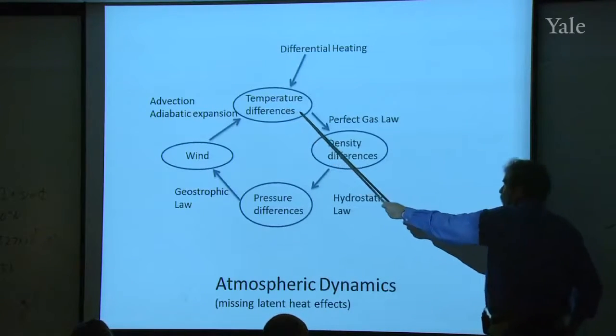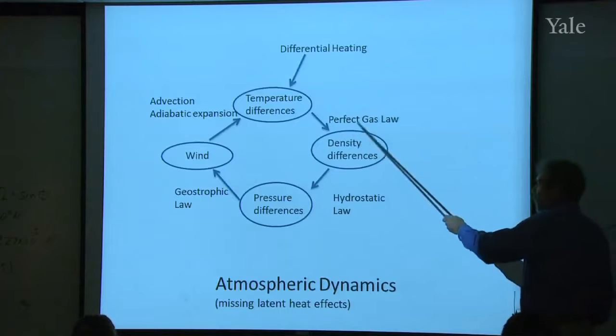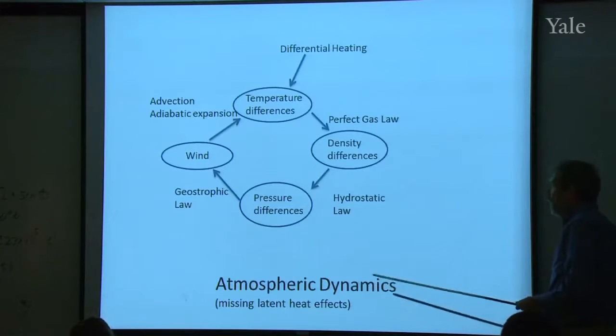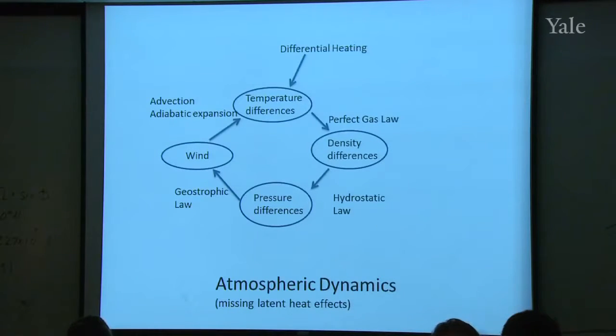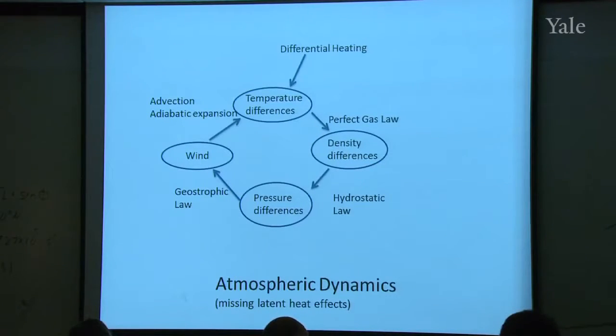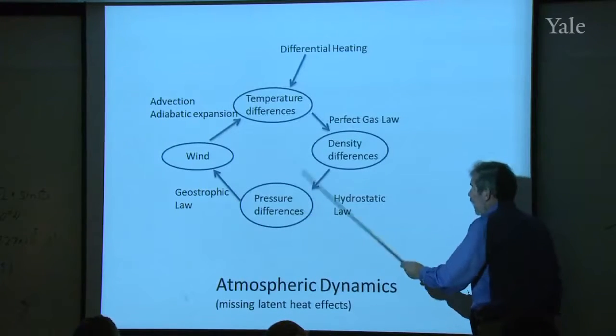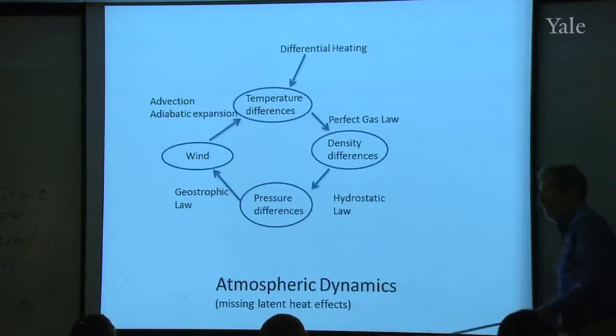Now, the temperature differences generally cause density differences. We can understand that partially through the perfect gas law. Although remember, there are 3 variables in the perfect gas law, not just 2. But generally, temperature differences give rise to density differences, as we have argued before in this course. Density differences give rise to pressure differences, not so much through the perfect gas law, but through the hydrostatic law.